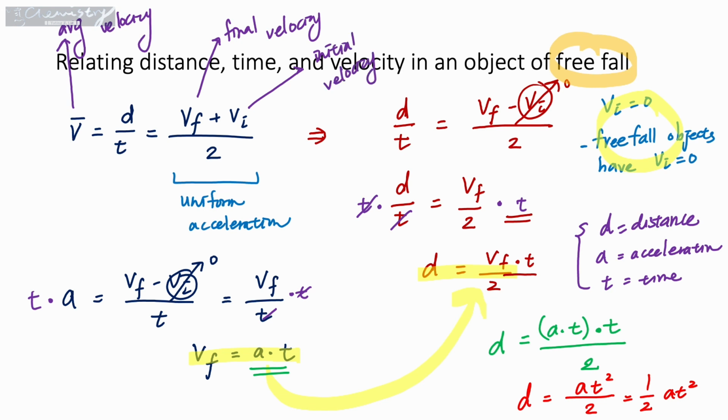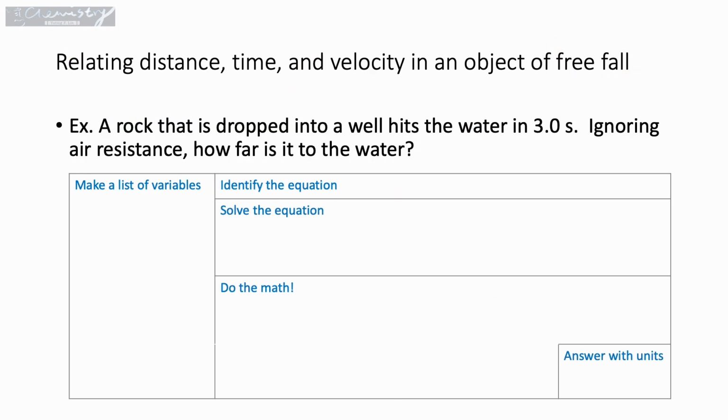So first, the two most important assumptions that we made over here: first, because it is uniform acceleration, we can say the average of the velocity is equal to Vf plus Vi divided by 2. And then the second thing we know for free fall is Vi equals 0. And then we derive the equation at the end of the day. So with that in mind, let's look at the example over here.